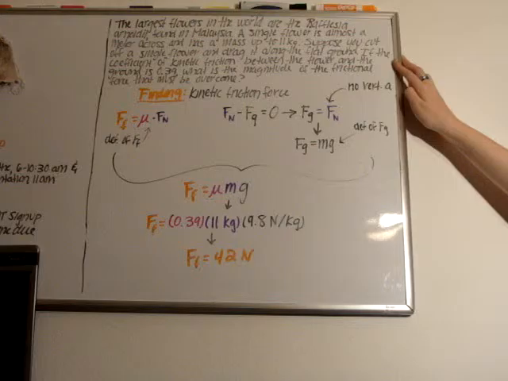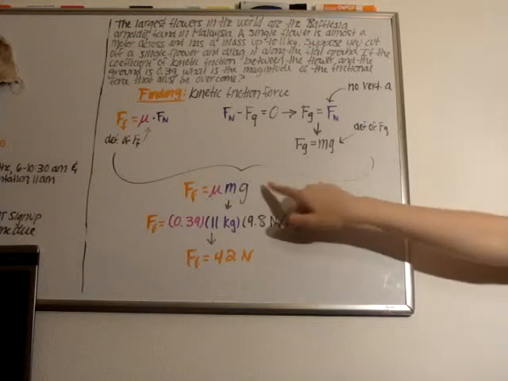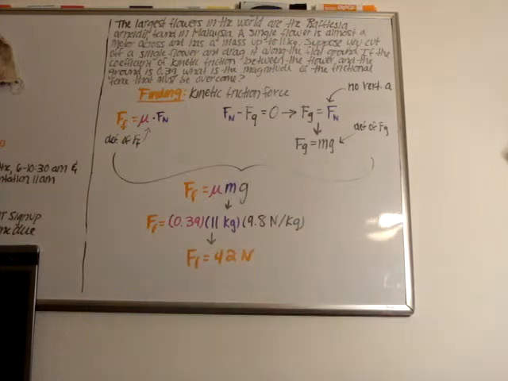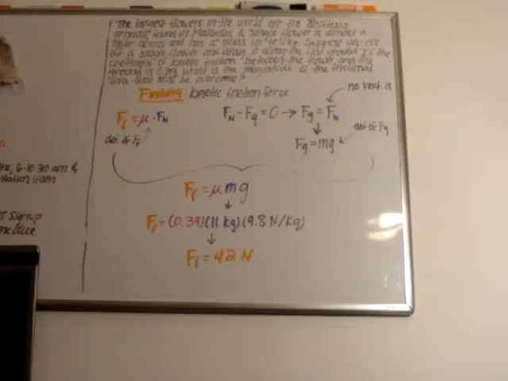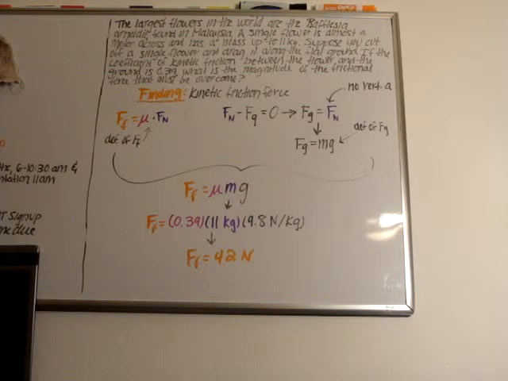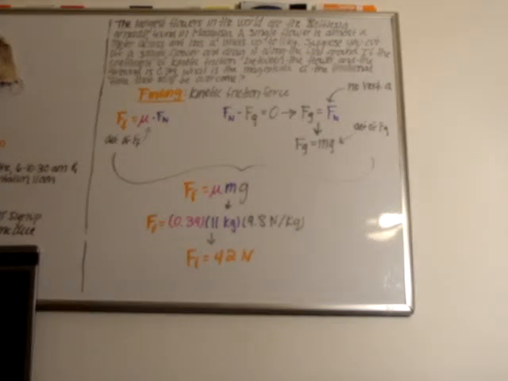And so we're just going to take all the values from up here and plug them into this equation over here. So the force of friction equals 0.39 times 11 kilograms times 9.8, or 9.81, newtons per kilogram, which is going to yield 42 newtons, which is our final answer for the force of friction.